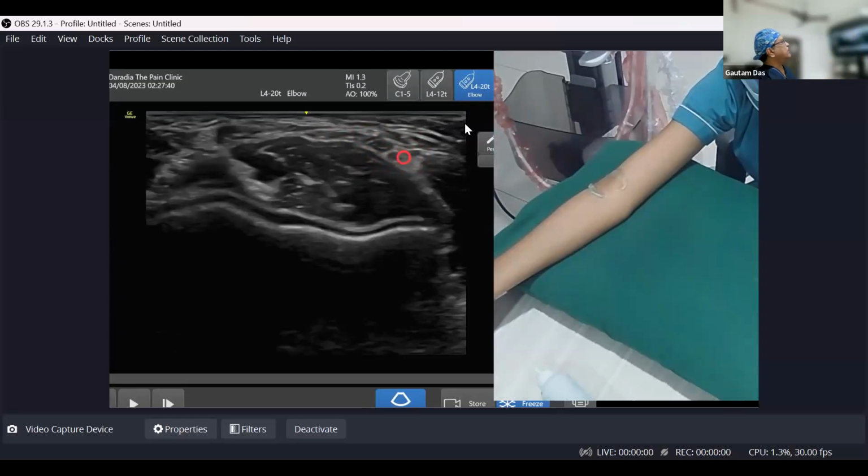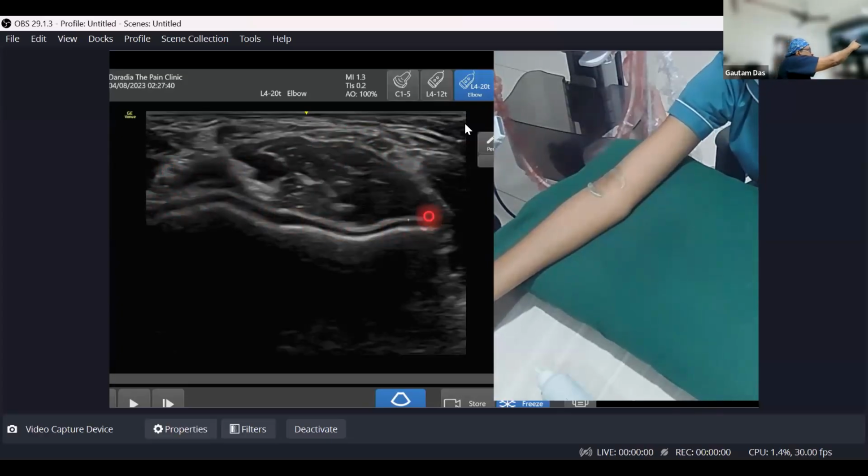So immediately, whenever you see this, you are going to see these structures. And also you can see the radial nerve here between the brachioradialis and the brachialis. So this structure is very, very important whenever you are scanning the elbow. Try to find this hypoechoic line in between the two hyperechoic lines. This side is your radiocapitellar joint, this side is your trochlea.